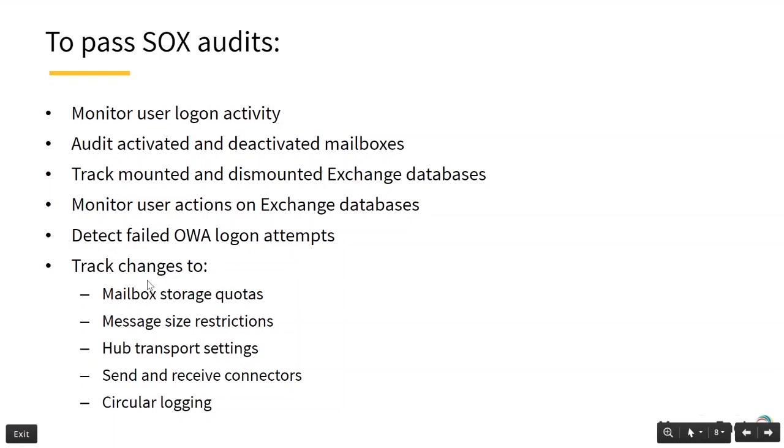And in addition to this, you also need to find out if any changes have happened to mailbox storage quotas. Because if mailbox storage quotas are going to be messed with, the important users, the C-suite in your organization, are not going to be able to access their emails or access their messages. And you don't want that happening. You don't want prohibition of sending and reception of emails for the C-suite in your organization. So you need to track any changes that have happened to storage quotas or message size restrictions.